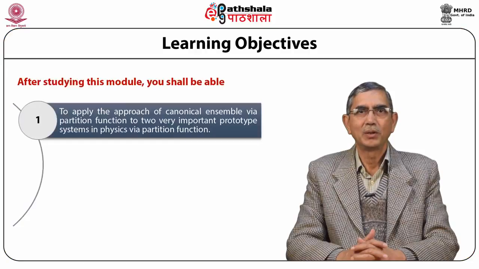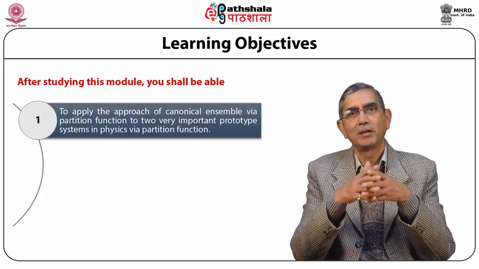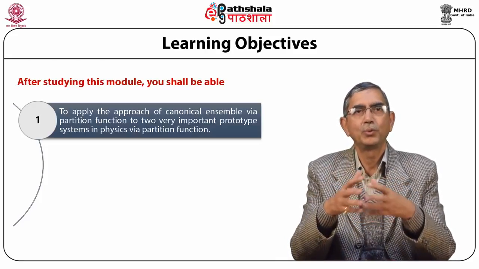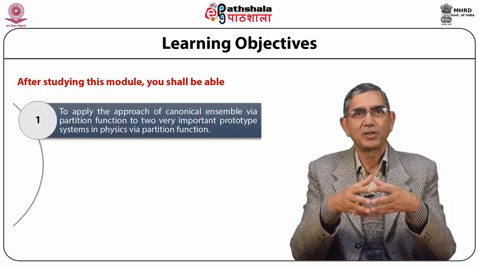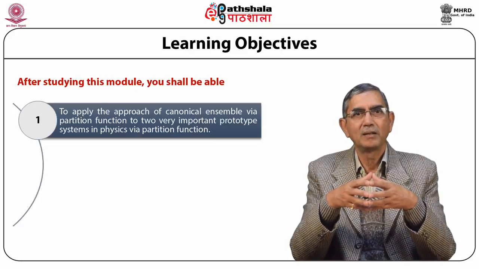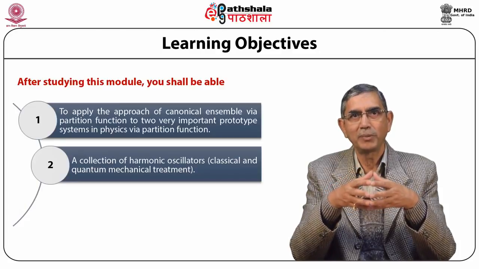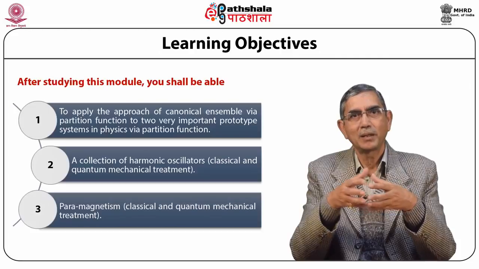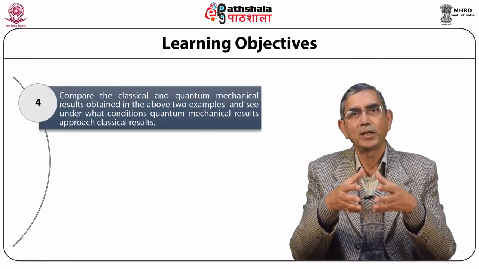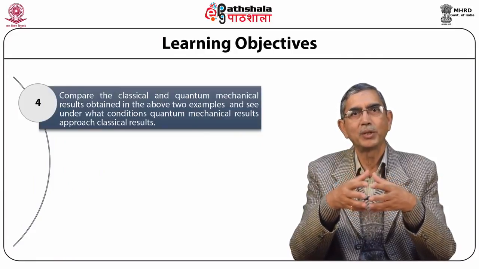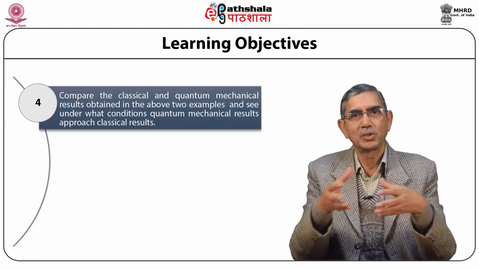After studying this module, you shall be able to apply the approach of canonical ensemble via partition function to two very important prototype systems in physics: a collection of harmonic oscillators, classical and quantum mechanical treatment, and paramagnetism, classical and quantum mechanical treatment. Compare the classical and quantum mechanical results obtained in the above two examples and see under what conditions quantum mechanical results approach classical results.